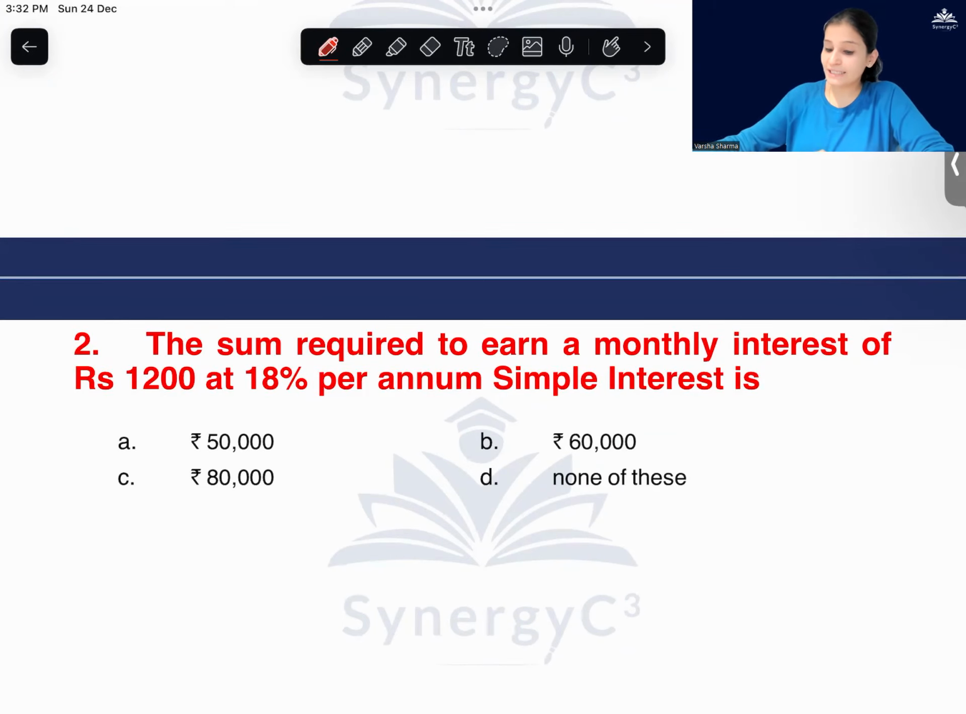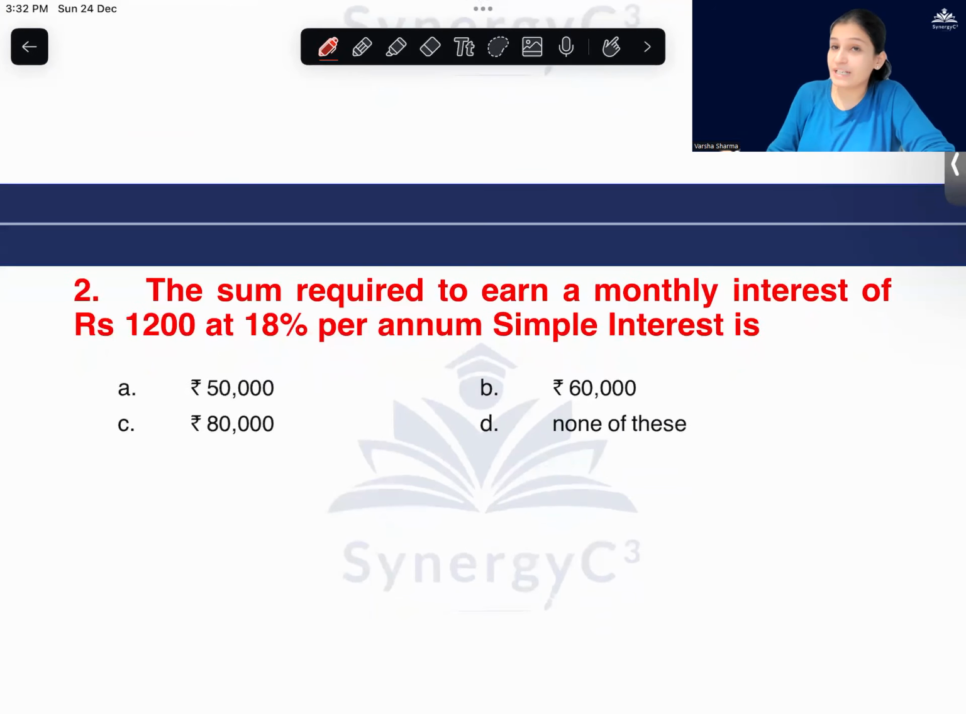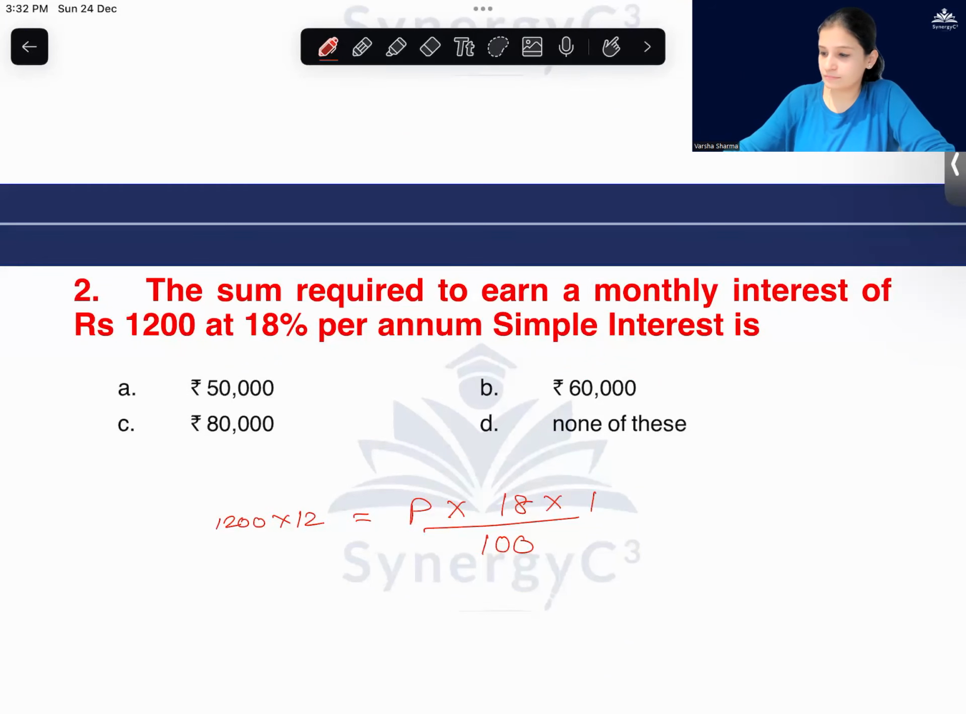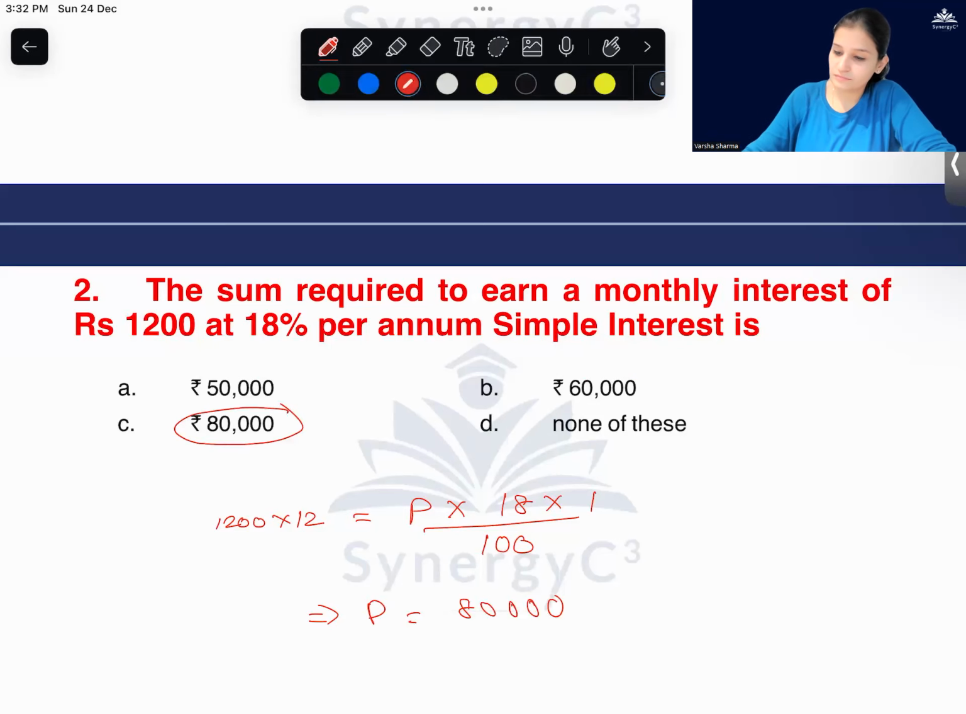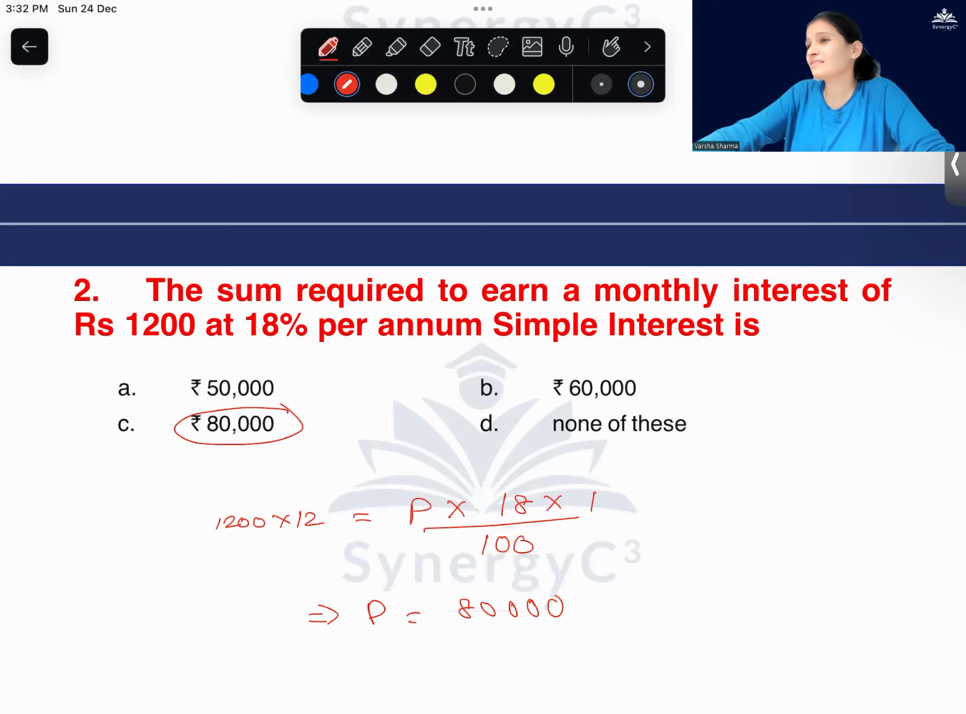The sum required to earn a monthly interest. The interest is monthly, remember, but we never have a monthly interest system here. So what will be our annual interest? Into 12? That is my annual interest. Principal is P. Rate is 18. Time 1 year divided by 100. Calculate. How much? 80,000. Done. Any problem?